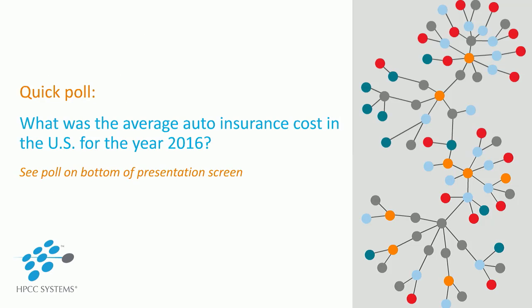What was the average auto insurance cost in the United States for the year 2016? Here are 4 options. First, $735; 2, $835; 3, $935; 4, $1,035. You will get the answer from my following slide.